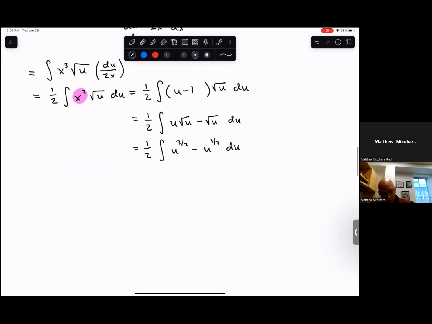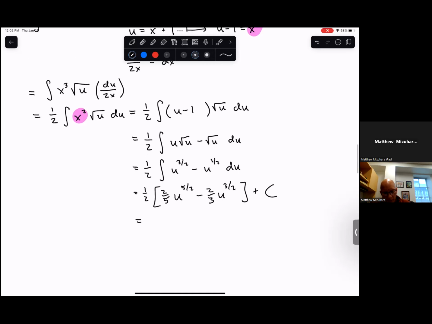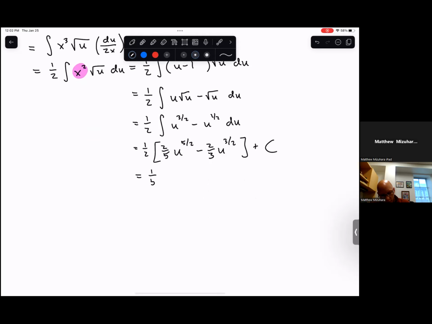This I can solve. So I can get the antiderivatives: u to the 5/2 times 2/5 minus u to the 3/2 times 2/3. And then don't forget your plus c at the end. And so if I simplify, let me also plug back in my expression for u. So u was x squared plus 1. So I'm going to get 1/5 x squared plus 1 to the 5/2 minus 1/3, again distributing the 1/2, x squared plus 1 to the 3/2 plus c.